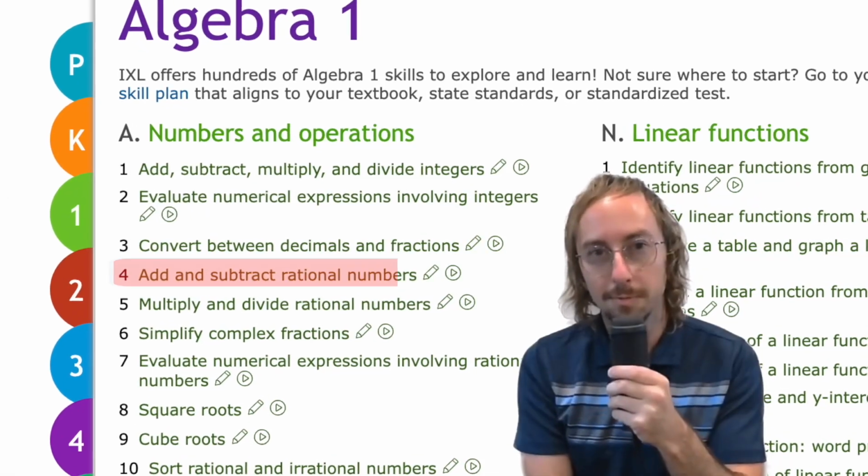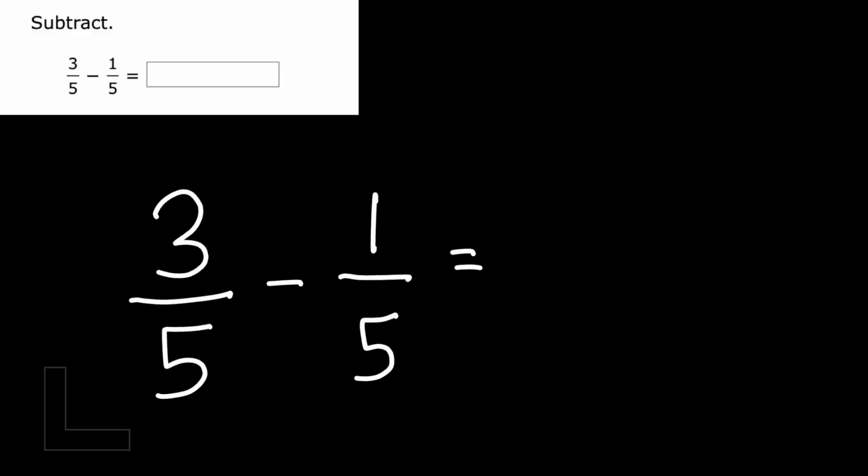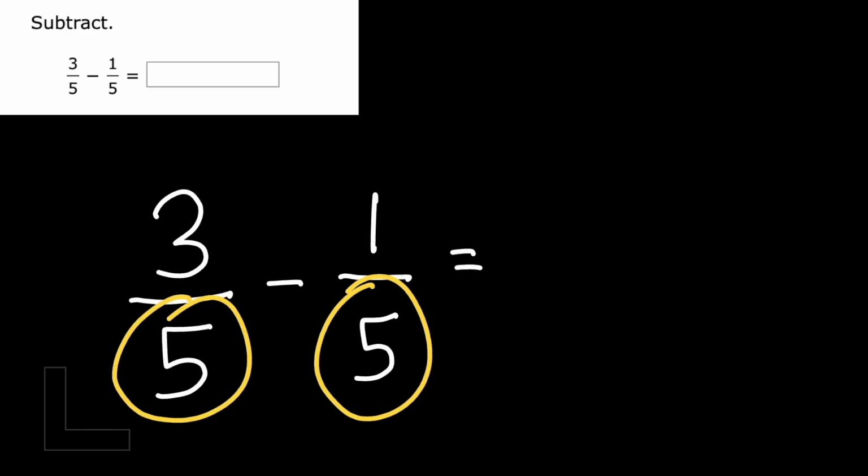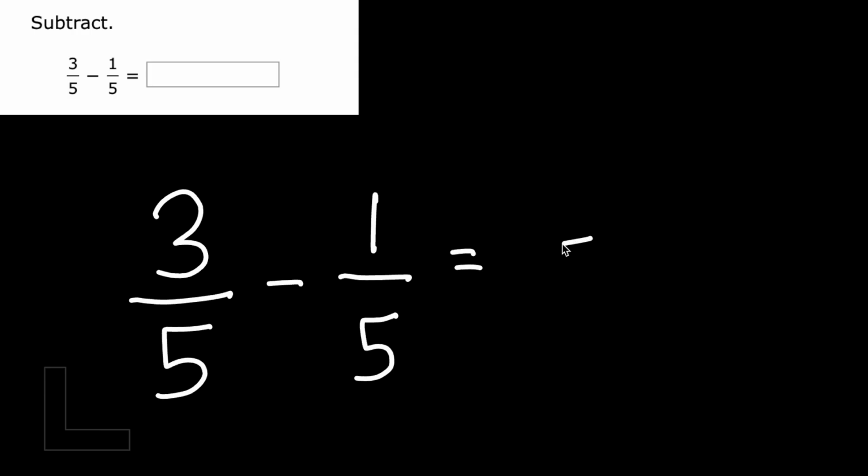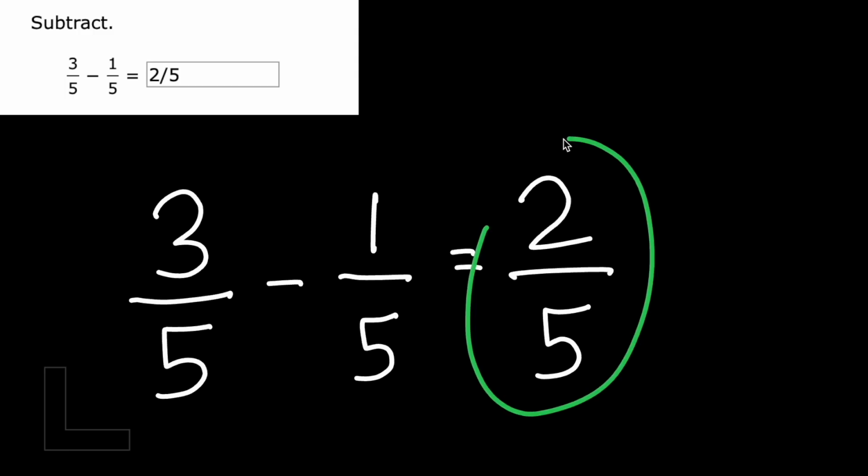Here's what you need to know before you dive into A4. Alright, first question. Notice that both of the fractions have the same denominator of 5. This makes it really straightforward. All we need to do is subtract the numerators, so 3 minus 1 is 2, and we keep our denominator the same. So our answer is 2/5.